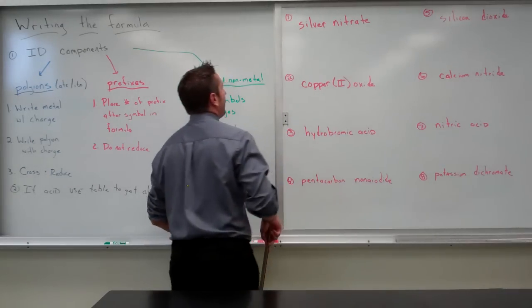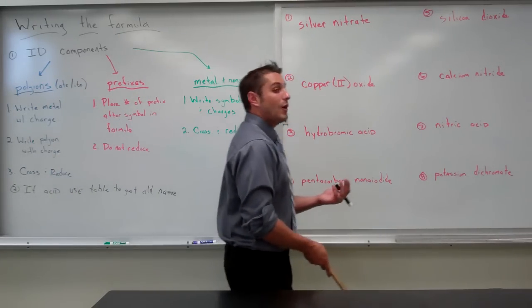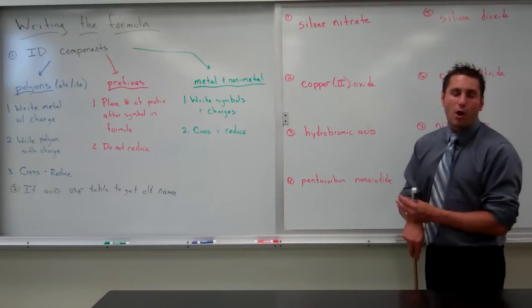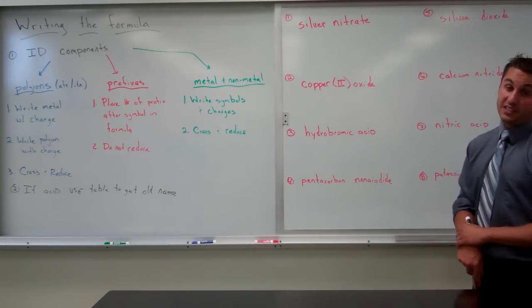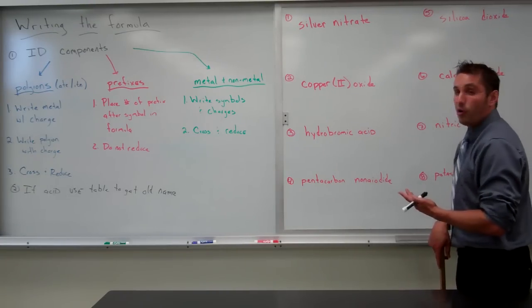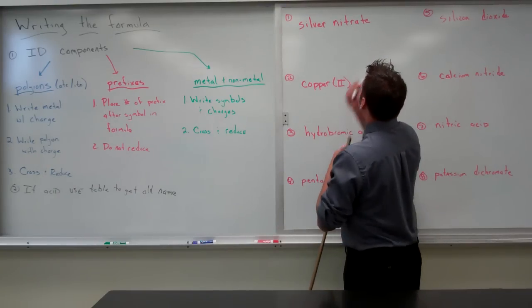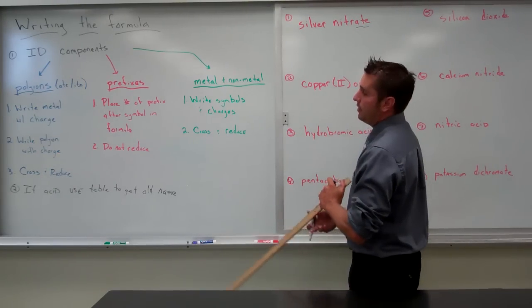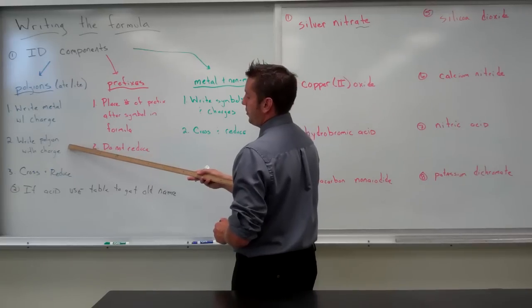So let's take a look at some of these. Like first one, silver nitrate. So I ID my components. First one I always look for is prefixes because they're the easiest to spot. I don't see any prefixes there, which means I then look for polyions. Do I see ate or ite? And the answer is yes. Here is an ate. So according to this, I should write the metal with charge, the polyion with charge, and then cross and reduce.